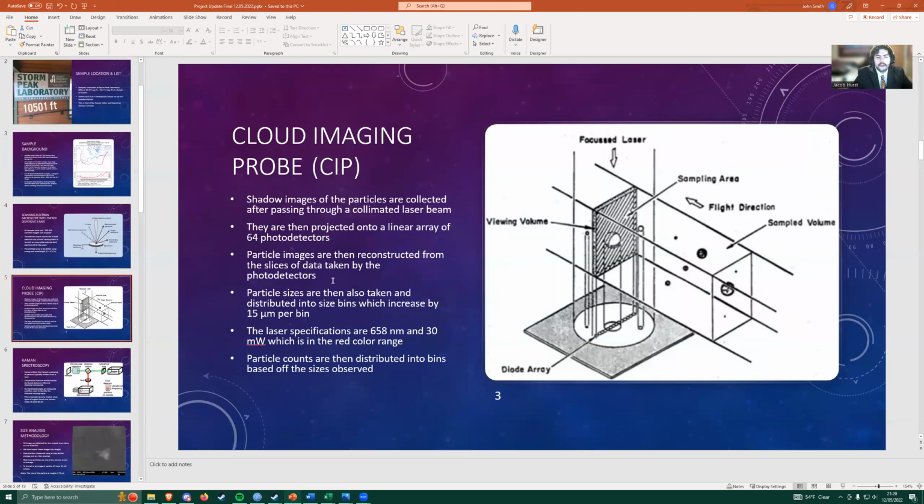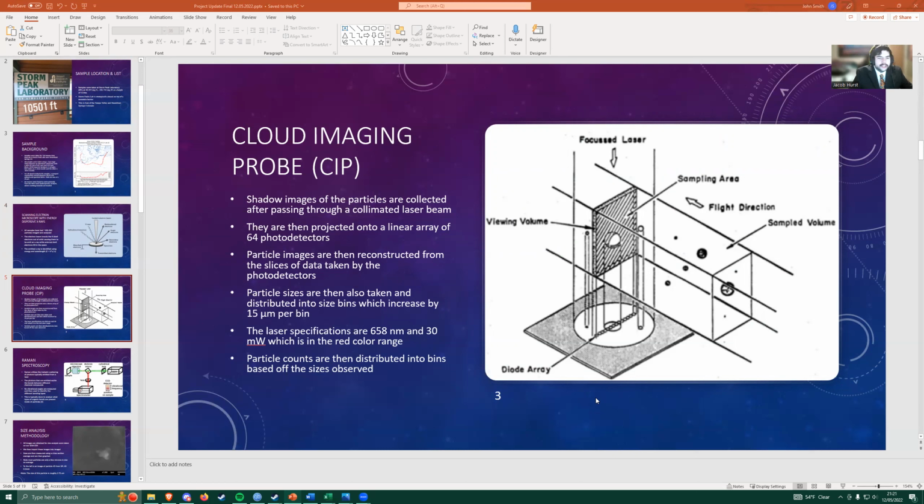We have our cloud imaging probe. Basically, how the cloud imaging probe works is the shadow images of the particles are collected after passing through a collimated laser beam. They are then projected onto a linear array of 64 photodetectors. The particle images are then reconstructed from the slices of data that these photodetectors collect. And then these particles are thrown into bin sizes, right? So anything below 15 microns gets thrown into the below 15 microns bin.